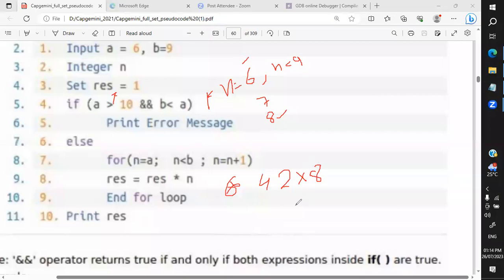It is 336. Let me calculate once more. Maybe there was a mistake in the calculation, I guess. 336 is the answer. Okay, that's all. So after 336, n will become, yeah, exactly. So maybe it was a typing mistake, I guess.